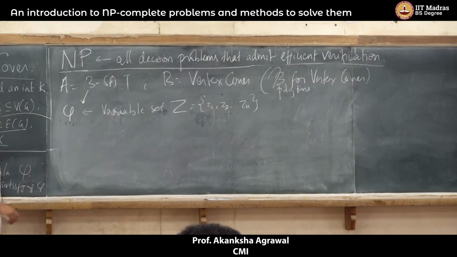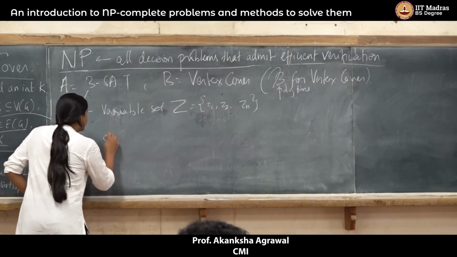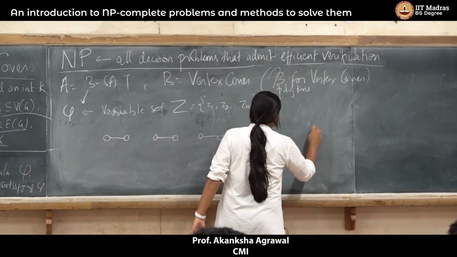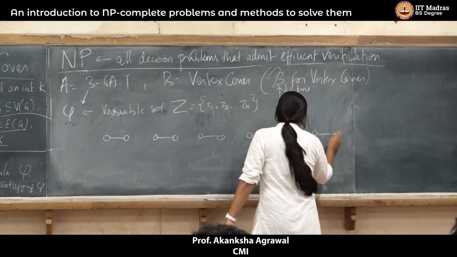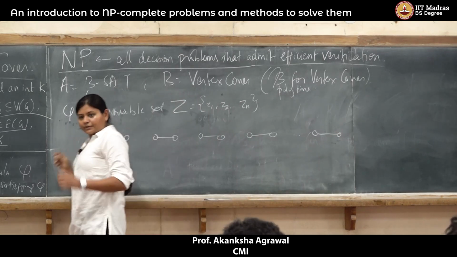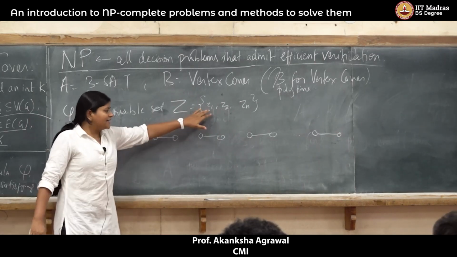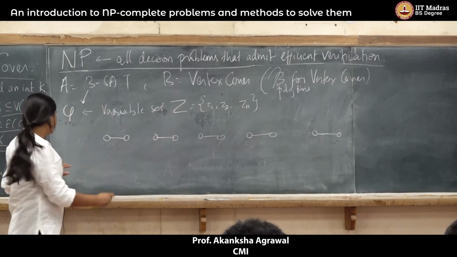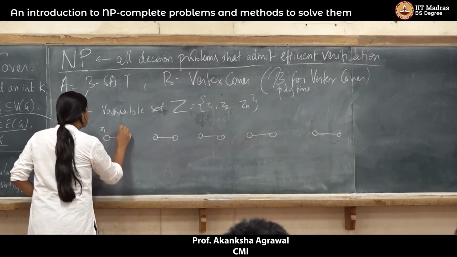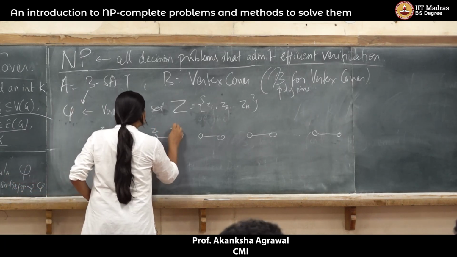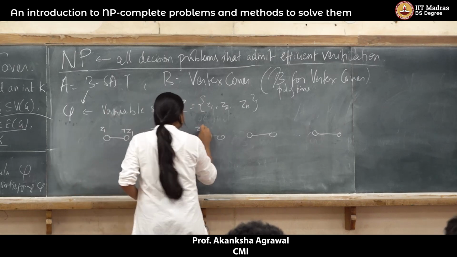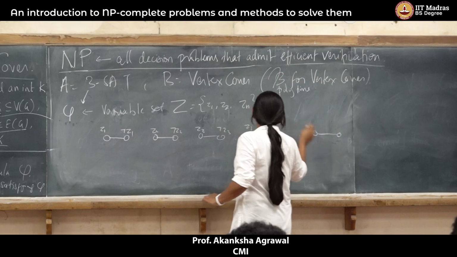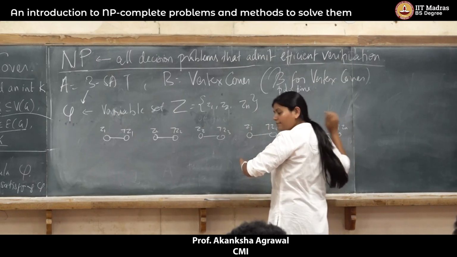So what I do is I create an edge for each of my variables. One endpoint of this edge will be for the literal z1 and the other will be for the literal not z1. I do this for every variable. So let me mark it: z1, not z1; z2, not z2; z3, not z3; zi, not zi; zn, not zn.